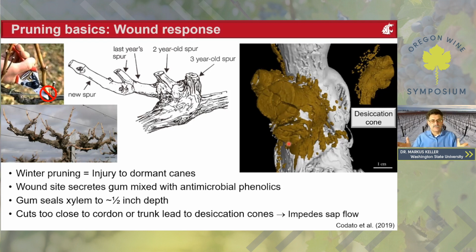So the moral here is do not cut too close to existing wounds, leave a little bit of material on the plant, not too close to the cordon, not too close to the trunk if you leave replacement spurs on your vine, if you do cane pruning, or you will get these desiccation cones that will impede sap flow. And this is all I have to say. The Simonit and Sirch people will talk to you much more about sap flow and about actual pruning rules after this presentation.